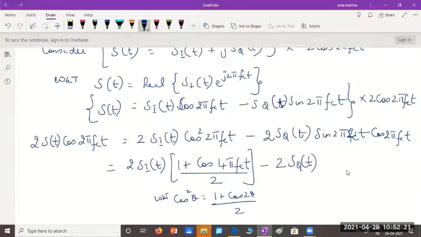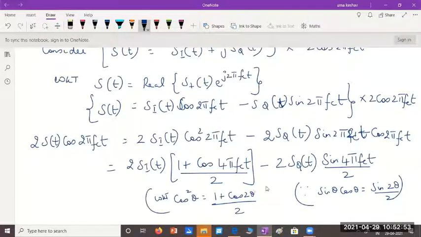Similarly, 2 S_Q of t. What is sine theta into cos theta written as? Sine theta into cos theta can be written as sine 2 theta by 2, so sine 4 pi fct by 2. Yes or no? Because sine 2 theta is 2 sine theta into cos theta. All these things we know, simple trigonometric relations, and we have used them extensively in PCS. So please don't forget these things.